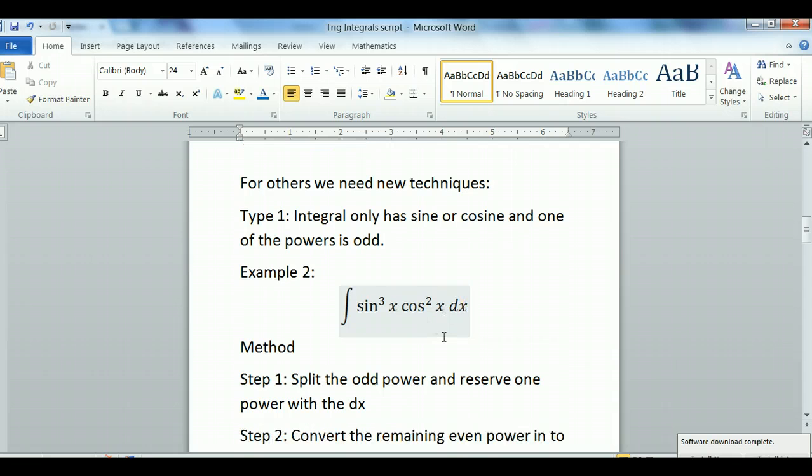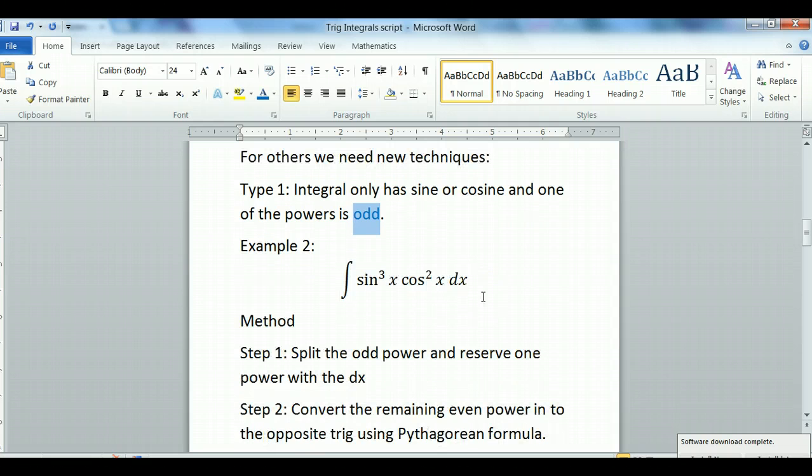You can even try it for u equals cosine x, and you will see that it still will not work. So now here is the method that you can use for this integral. Now you will notice that this is the first type that we described, where the integral will have only sine or cosine, and one of the powers, either the sine power or the cosine power or both, must be odd. So only sine and cosine, and one or both of the powers must be odd. Now here is the method.